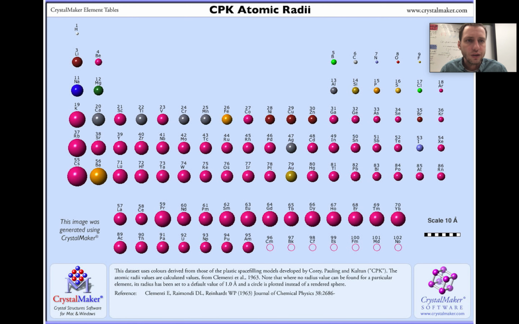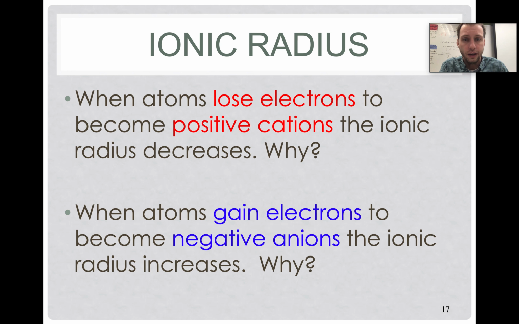And so that's why you see this trend for atomic radius. It gets larger as you go down because you're adding energy levels. It gets smaller as you go left to right because you're adding protons, which cause a stronger nuclear pull, without adding any more energy levels.